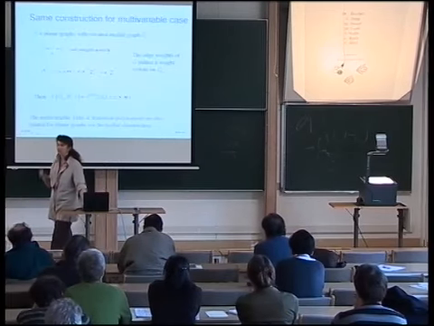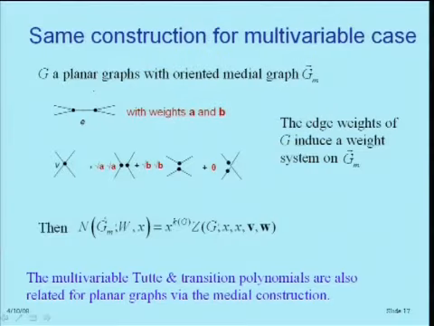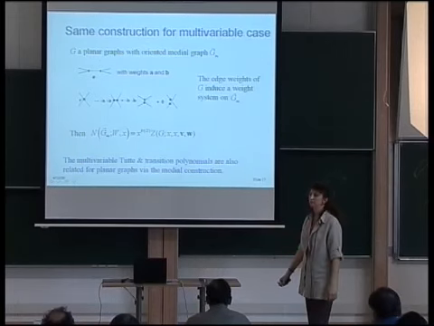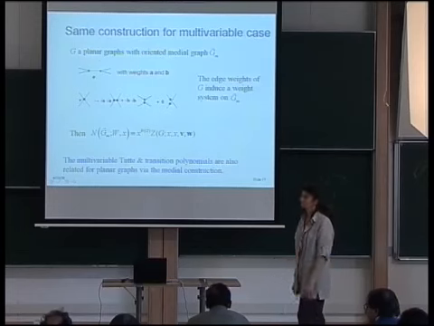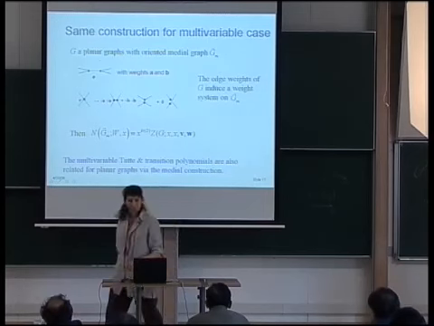Same game. I'm not going to spend much time on this slide, but this does answer your question. Same game in the multivariable case. This edge here has weights A and B. I use the edge weights on the planar graph to induce the weight system on the oriented medial graph to make things line up. So exactly the same game.